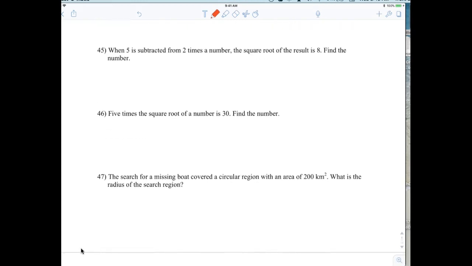Number 45. When 5 is subtracted from 2 times a number, the square root of that result is 8. So what do I do to both sides? Square both sides. So 2x minus 5 equals 64, so 2x equals 69. So x is equal to, just leave it as a fraction, 69 over 2. Any issues?